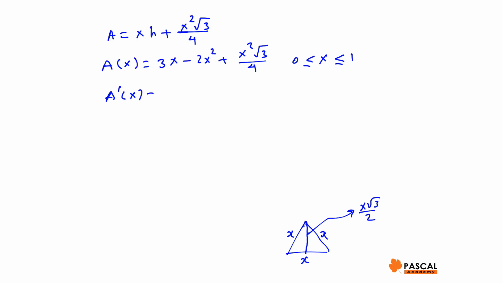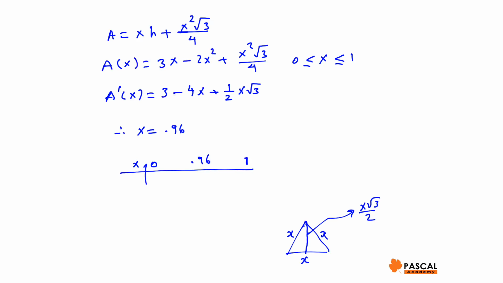The derivative of the area is 3 minus 4x plus half of x root 3. If we set it to 0 and solve the equation, x would be 0.96. x is between 0 and 1, and 0.96 makes the derivative 0.